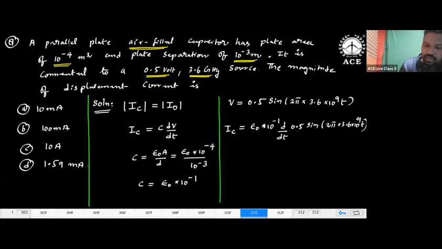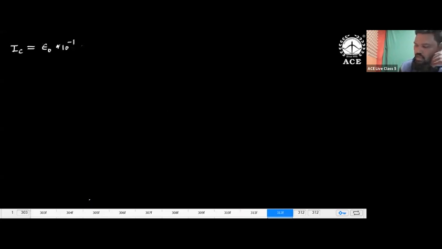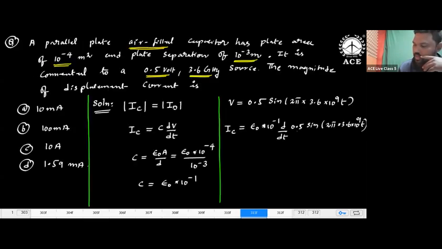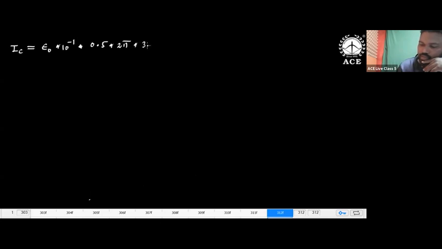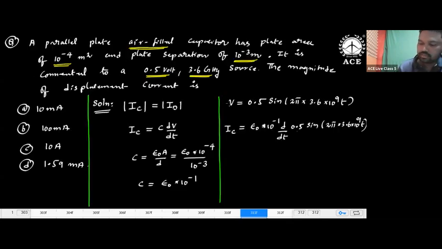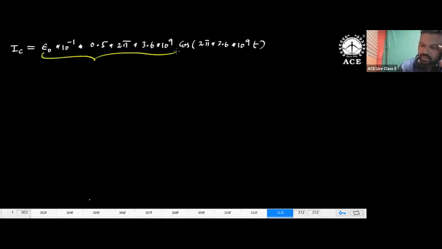epsilon naught into 10 to the power of minus 1 into 0.5 into 2 pi into 3.6 into 10 to the power of 9 cos 2 pi into 3.6 into 10 to the power of 9 into t. We are interested only in the magnitude, beta. Only this one.